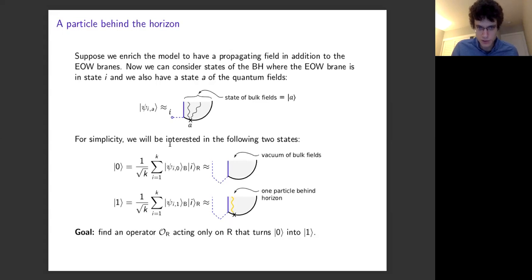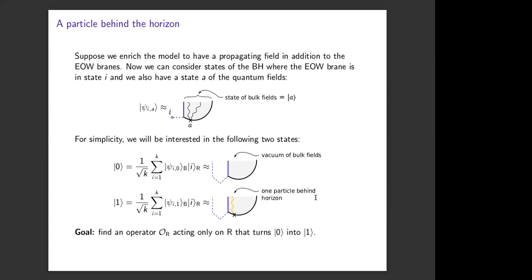To be simple, we're just going to be interested in two of them. So state 0 is an entangled state of our black hole system with a reference, as we've been discussing so far. In fact, it's exactly the state we've been discussing so far, with a vacuum for the bulk fields. And state 1 will be the same thing, except we have one particle behind the horizon, close to the end of the world brain. So we have these two states, 0 and 1. 0 has no particles, and 1 has one particle behind the horizon. And our goal, okay, what is it?